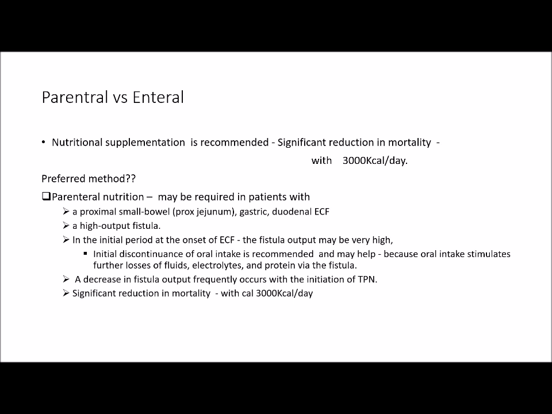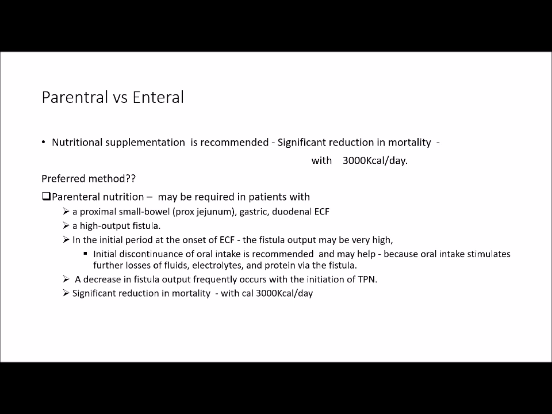In the initial period at the onset of ECF, the fistula output may be very, very high, right? Initial discontinuation of oral intake is recommended at that point of time, because oral intake stimulates further loss of fluid, so you may like to stop the oral fluid. A decrease in fistula output frequently occurs with the initiation of parenteral nutrition. So you may like to start with TPN. A significant reduction in mortality.